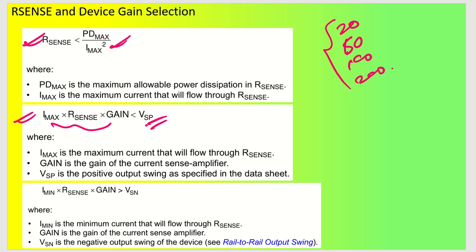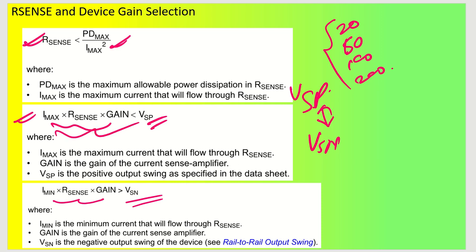Coming back to the SN side, on the VSN side this multiplication must be greater than VSN. So that's the understanding that you should have, my VSN and my VSP. In between, your voltage should be there. That's the reason this particular thing is less than VSP and this particular thing is greater than VSN. Your output voltage must lie between VSN and VSP.